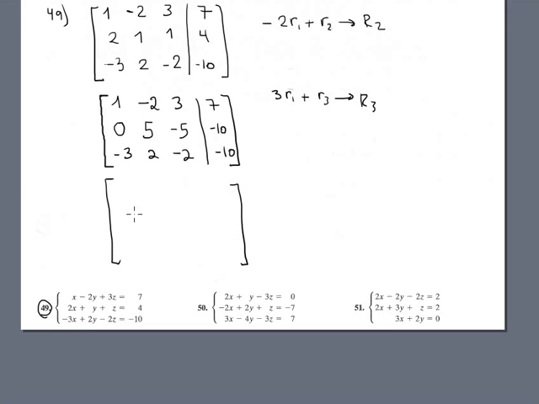Let's see. Row 1 and row 2 stay the same. Now let's see what happened in row 3. 3 times 1 is 3, minus 3 is 0. 3 times negative 2 is negative 6, and negative 6 plus 2 is negative 4. 3 times 3 is 9, and 9 minus 2 is 7. And 3 times 7 is 21, minus 10 is 11.